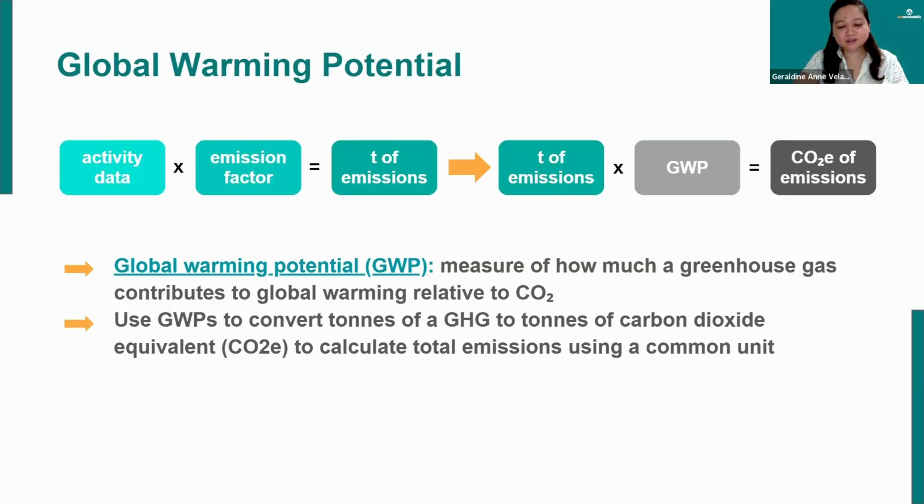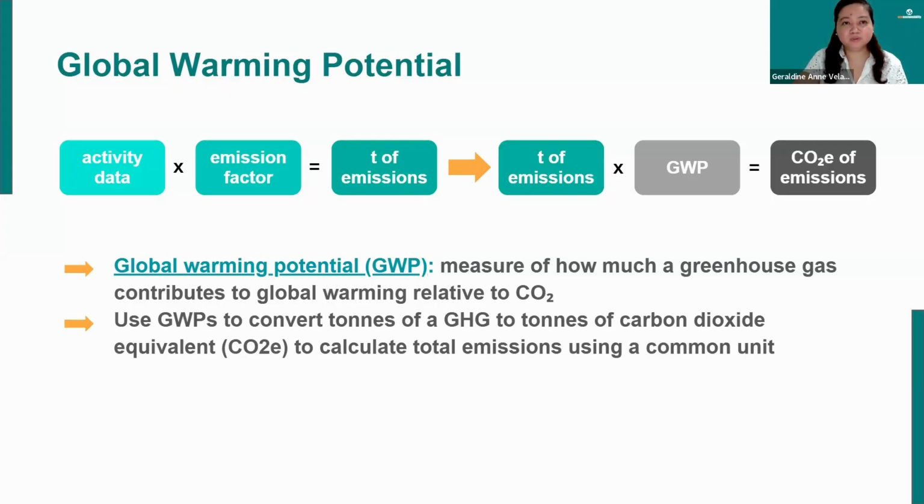On this slide, we first calculate the tons of each gas emitted. So activity data times emission factor equals tons of emissions. Then multiply it by its global warming potential. This gives us emissions in carbon dioxide equivalent, which means if this gas were carbon dioxide, how much carbon dioxide would it be equivalent to? Using carbon dioxide equivalent lets us express all greenhouse gases in a single comparable number.